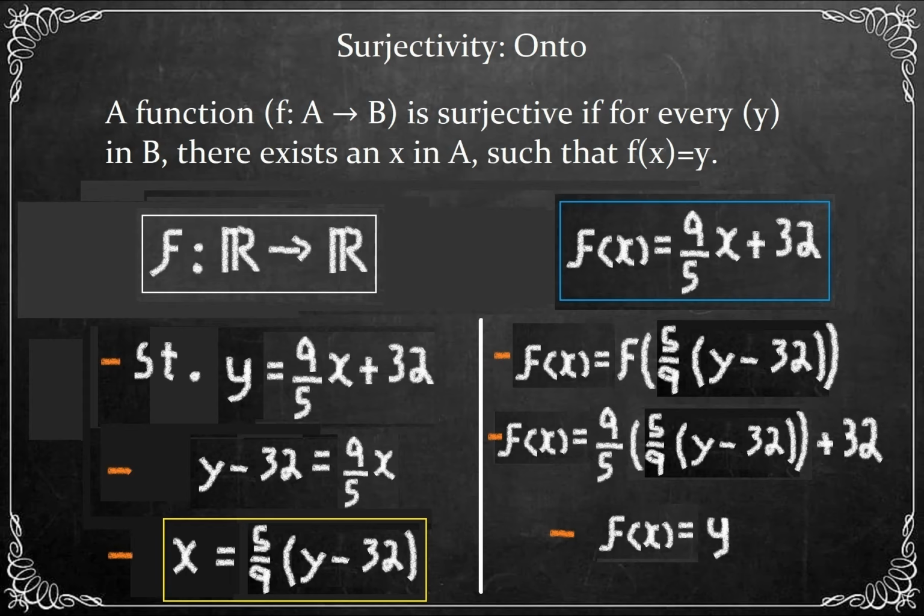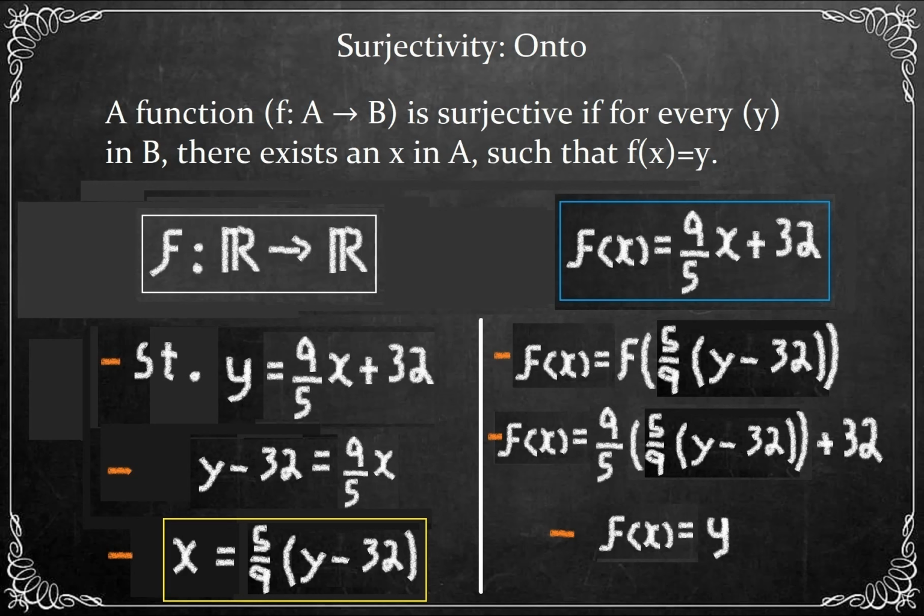For that, we substitute the expression for x back into the original function f of x to show it indeed maps to y. Second column, doing what we just said. Let's find f of 5 over 9 times y minus 32. Essentially, it operates like a composite function. Replace every instance of x in f of x with the term in the yellow box.